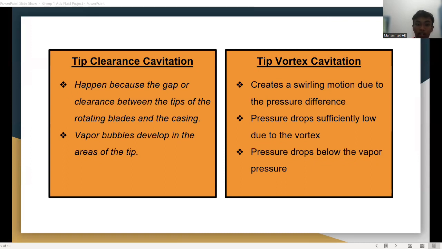So the last type of cavitation is tip vortex cavitation. Tip vortex cavitation is a specific type of cavitation that occurs at the tip of the rotating blades, usually in the propeller. When a blade or propeller rotates through a fluid, it creates a swirling motion due to the pressure difference between the pressure side and the suction side of the blade. The rotation of the fluid at the blade tip can create a low pressure zone in the core of the vortex. If the pressure drops below the vapor pressure of the liquid, vapor bubbles can form within the fluid.